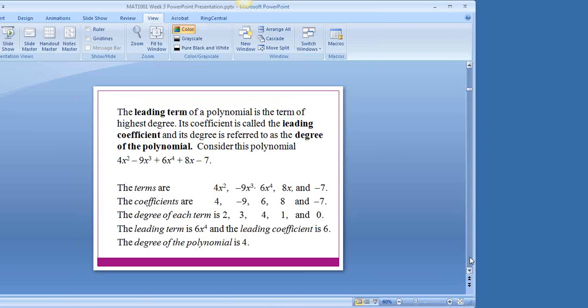Now, if you are asked to find the degree of the whole polynomial, you have to find the largest degree of the term. So the degrees here are 2, 3, 4, 1, 0. So the largest degree listed there is 4, and so the degree of the whole polynomial is 4.